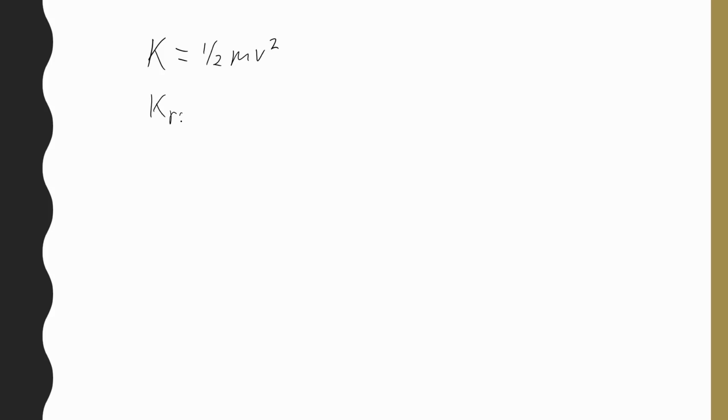I'll call this K rot for K rotational. The 1/2 is the same. Instead of mass, we have I for moment of inertia, and instead of v for velocity, we have omega for angular velocity. So kind of what you would have guessed here.